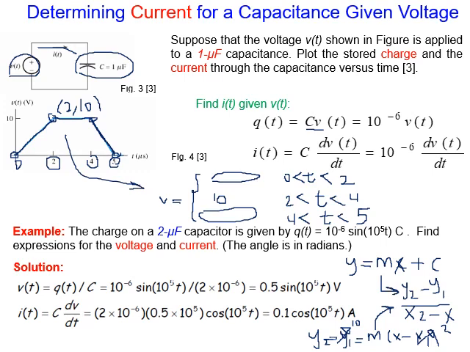Now, if I want to find charge, then I will say CV. So I just need to multiply. Just multiply the value. 1 micro is 10 to the power minus 6 C by V.